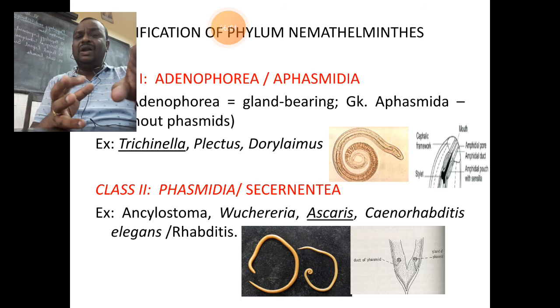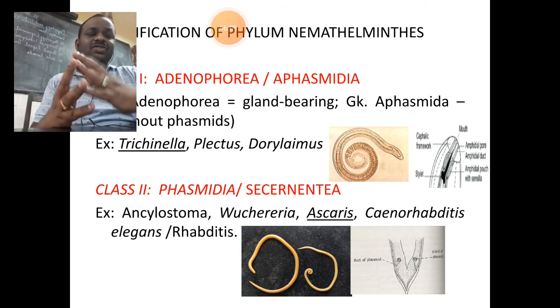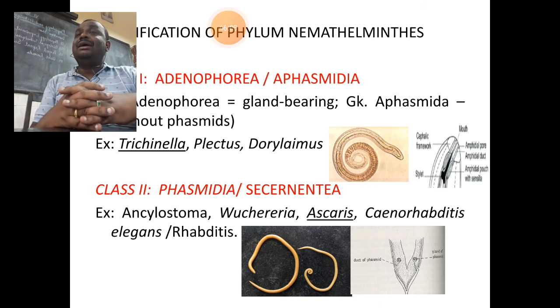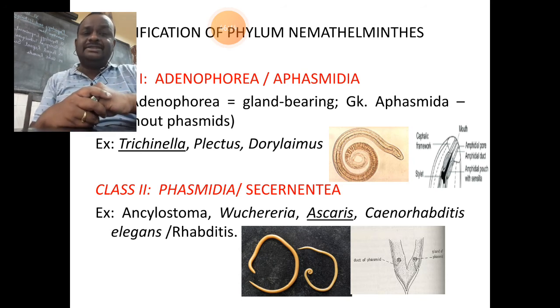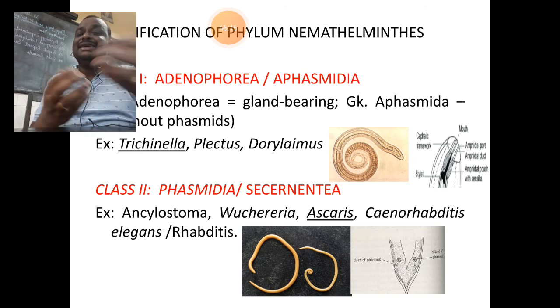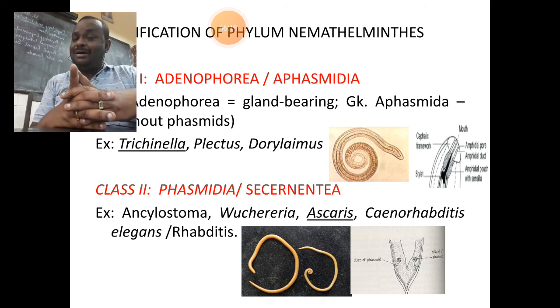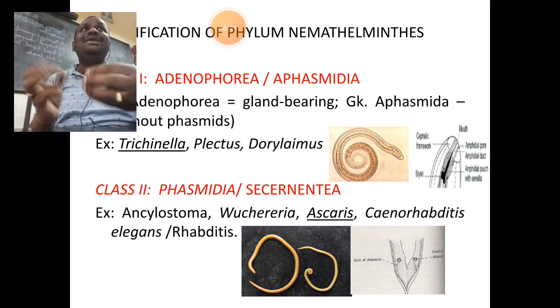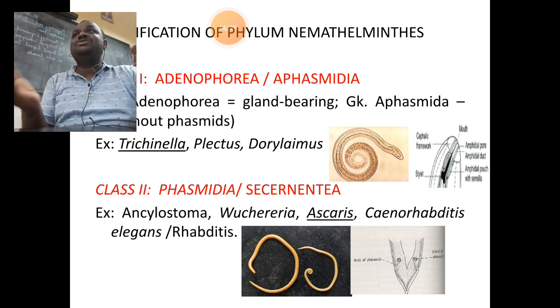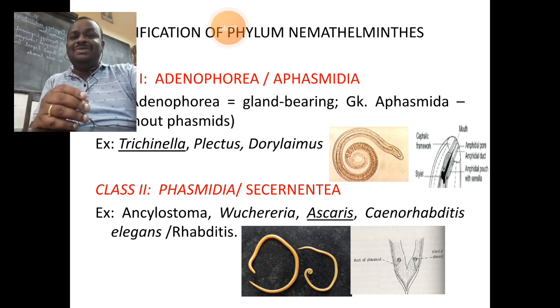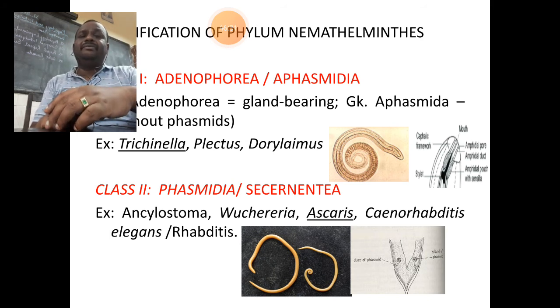Then hookworm we call Ancylostoma. Then Wuchereria, as we have understood, is the organism which causes lymphatic filariasis. Then Ascaris, which causes infection of the intestine. Then Caenorhabditis elegans or Rhabditis, a free living soil nematode that is seen amidst decomposing vegetation. So they all have the structures called phasmids.